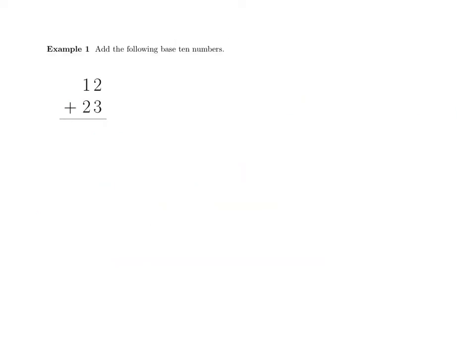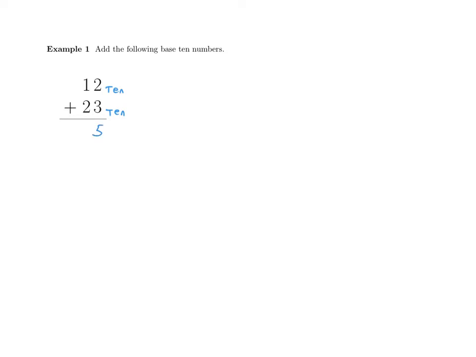Okay, so here in example 1, I'd like to add the following base 10 numbers. So for emphasis, I think I'll say this is 12 base 10 and 23 base 10. Now, I know we know how to do this, but we'll use this process as a guide when we start adding in a different base. So I'll note that the 2 and 3 are in the 1's place, and this 1 and 2 are in the 10's place. And the way this process of addition works is you add the digits that are in the common bases. So to start with, we have 2 and 3, and that adds to 5.